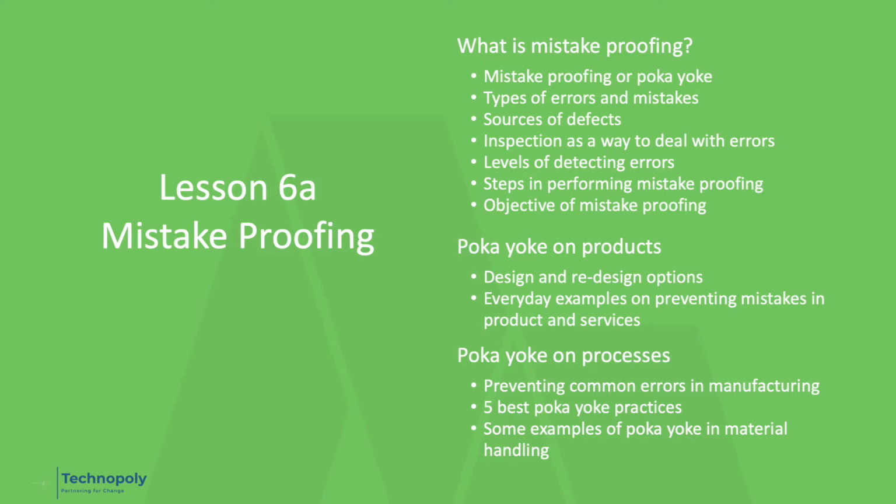One important concept that can help you address the needed improvements in your product in order to make your products accessible or easy to manufacture is the idea of mistake proofing. In this lesson, we will talk about mistake proofing in terms of what it is and examples of mistake proofing in the context of products and of processes.